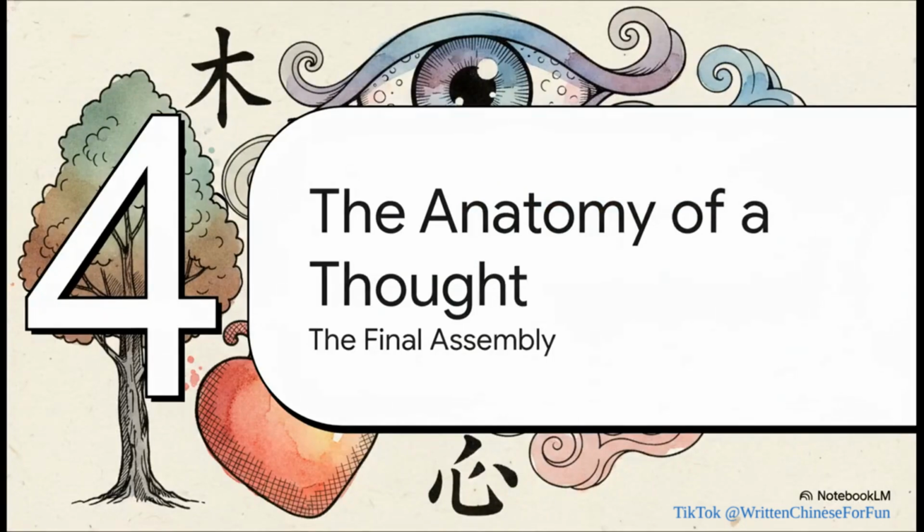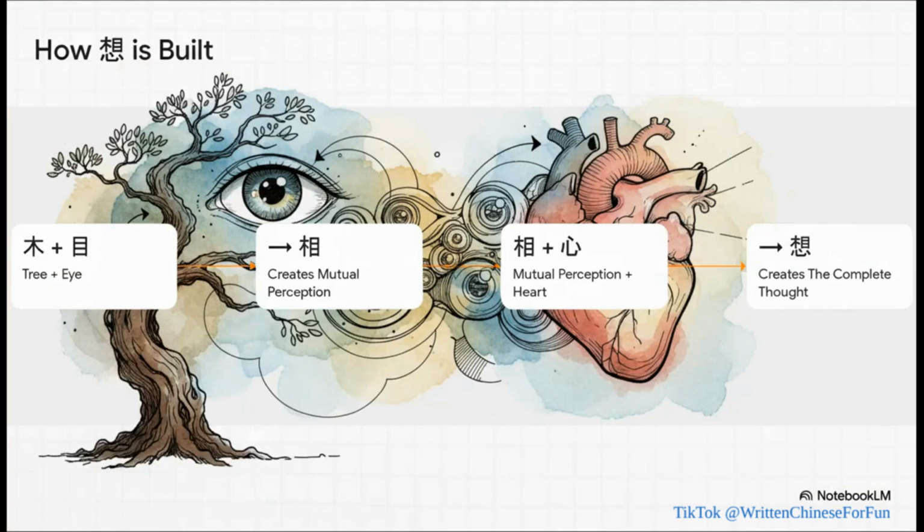Okay, it is time for the final assembly. We have all our pieces laid out. The reality of the tree, the perception of the eye, and the deep feeling of the heart. Let's put it all together and watch the anatomy of a thought come to life. And look how beautifully this all clicks into place. The tree and eye come together to make xiang, that idea of mutual perception. And then the character for heart is placed right underneath it. The structure itself is telling the story. Our heart, our consciousness, is literally the foundation that processes the relationship between us and the world. And all together, they create xiang.